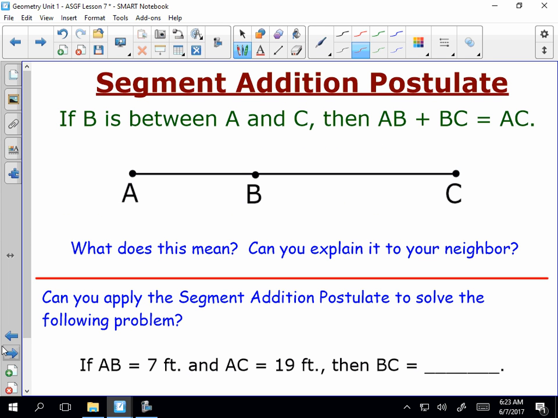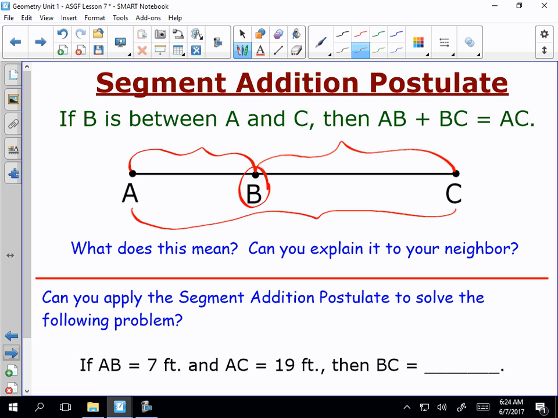So when we look at the segment addition postulate, if we have a full segment from A to C, what we understand is that we can cut this segment up into parts, and as long as the parts are connected, they have a shared point of B. So from A to B, and from B to C, if we add those pieces together, we end up getting the full segment from A to C.